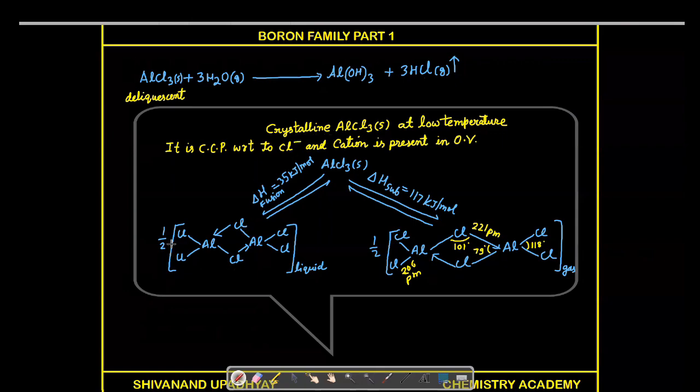Now let us know something about this AlCl3. Crystalline AlCl3 at low temperature, it is a CCP with respect to Cl minus.